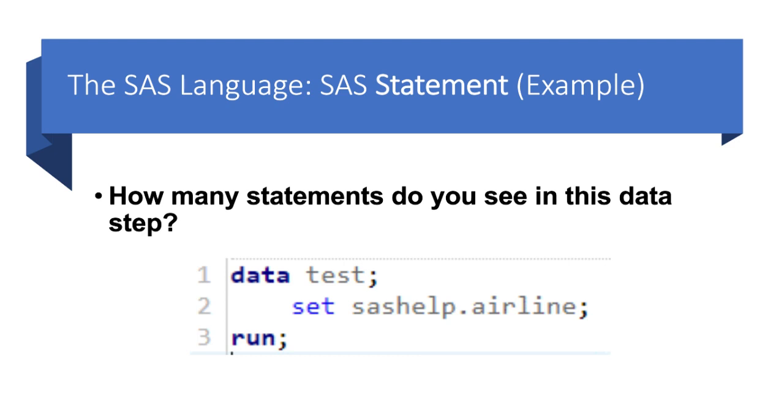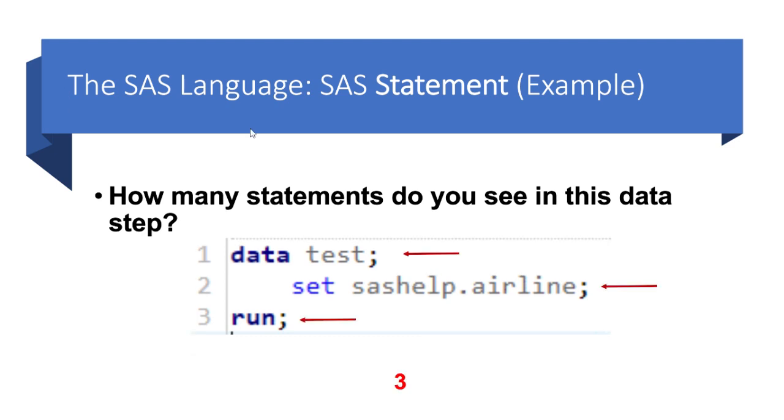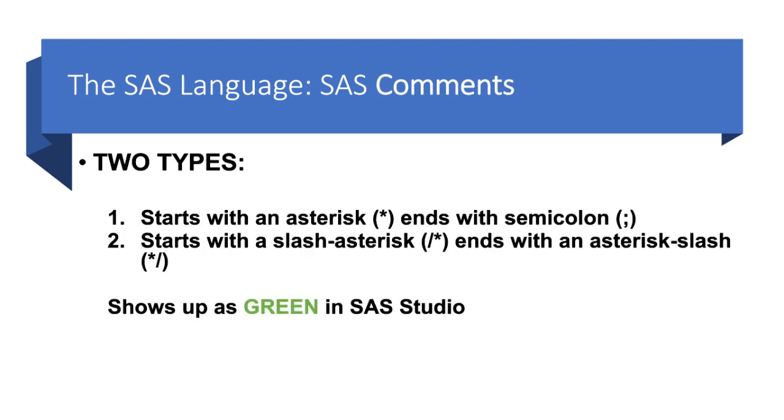We're going to go over data steps and procedure steps in a future tutorial, but right now we're just focused on identifying how many statements there are. And if you said 3, you are correct. You can just count the semicolons. So data test is 1 statement. The set sashelp.airline is 1 statement, known as the set statement. And then the run is going to be your 3rd statement. So that is what SAS programs and SAS statements are.